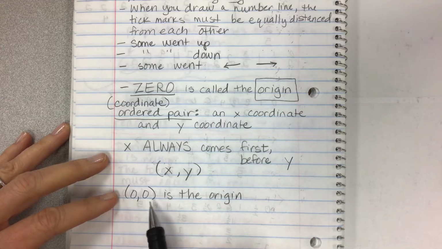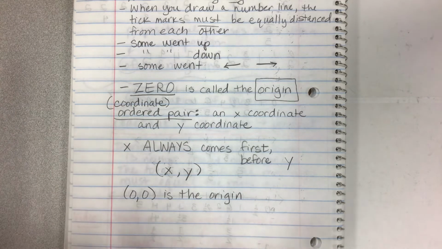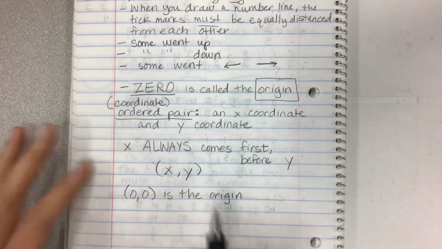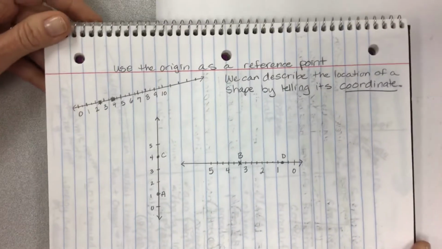Now if I have 0, 0, this is going to be the origin because they're both at 0. 0 for X, 0 for Y, and then you would go out from there, up and out from there. Don't worry if you don't get it, just write it all down.